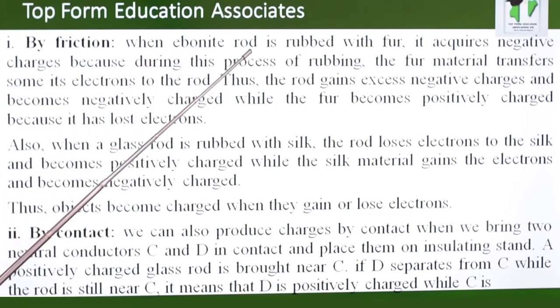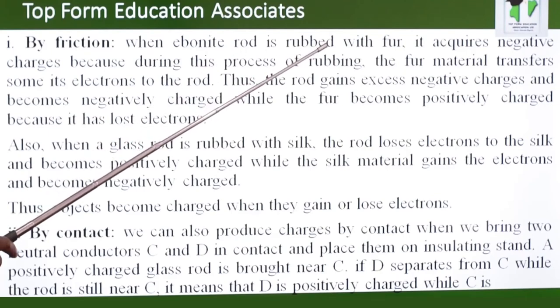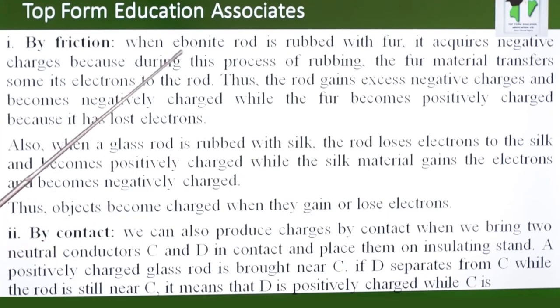When an ebonite rod is rubbed with fur, we have materials, for instance, like your pen, which is a plastic material. When an ebonite rod is rubbed with ordinary fur, it acquires negative charges. You know that the hair of animals is known as fur. So when an ebonite rod is rubbed with what? Fur. I've given you examples today where you rub the pen against dry hair. The dry hair is serving as fur. It acquires negative what? Charges.